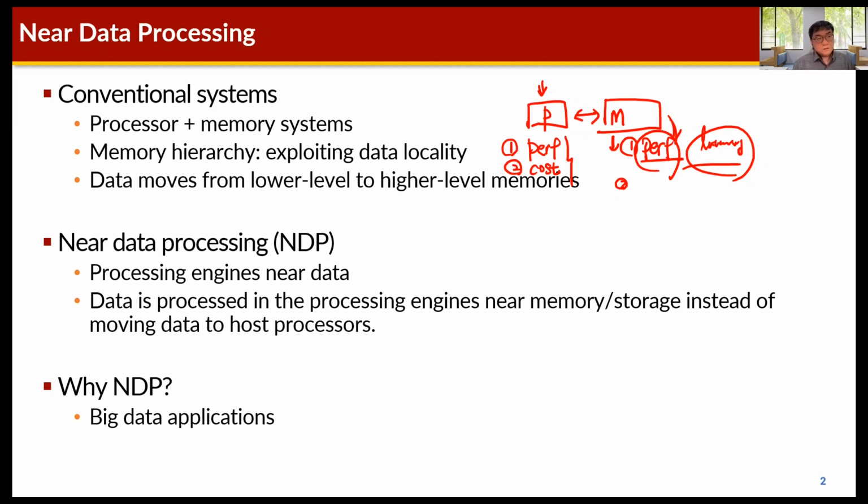It is because there are no perfect memories. So what is the perfect memory? It's cheap, fast, and also dense, so that means density is high. But we cannot use those kinds of memories. So we apply the memory hierarchy in order to exploit the data locality of the application, the software.